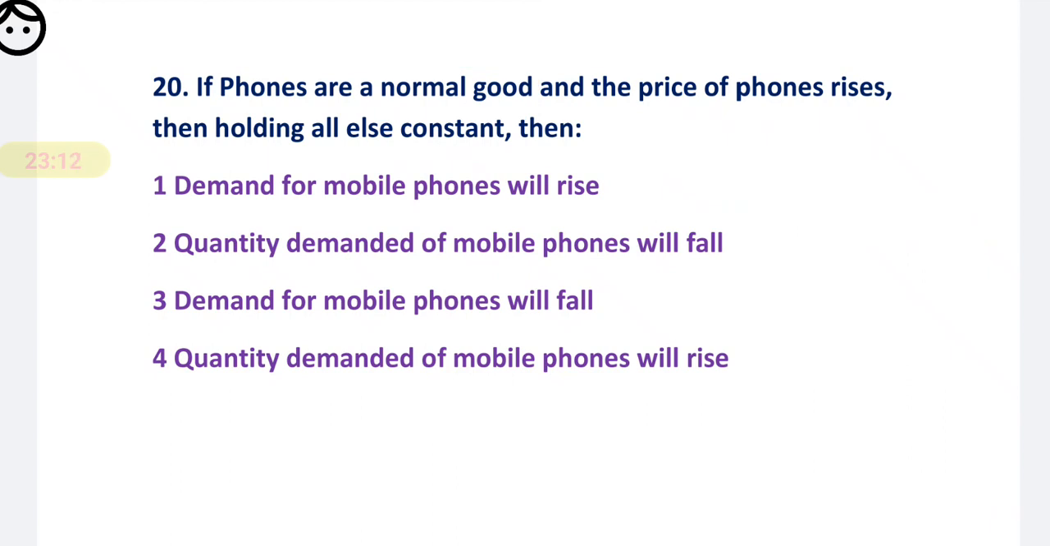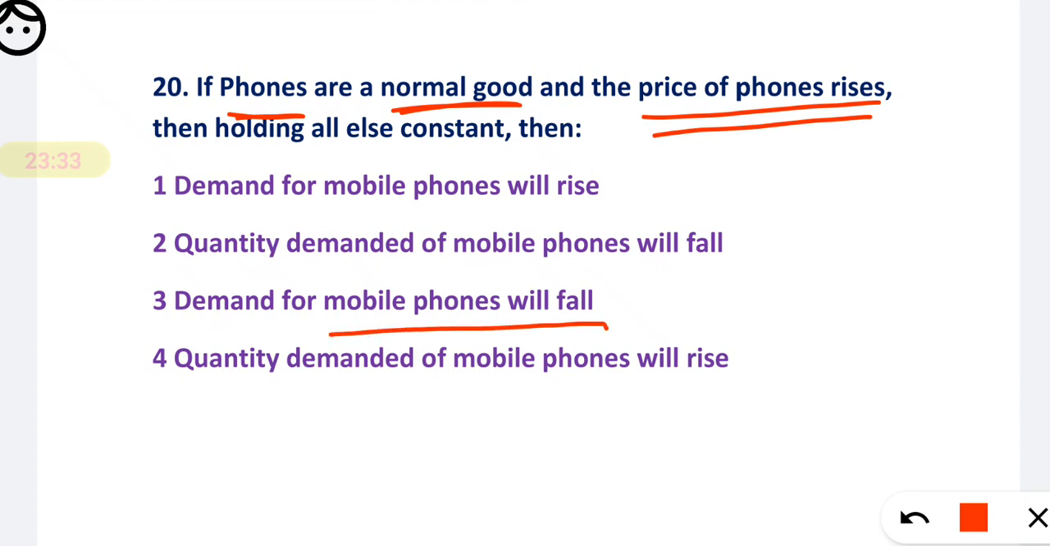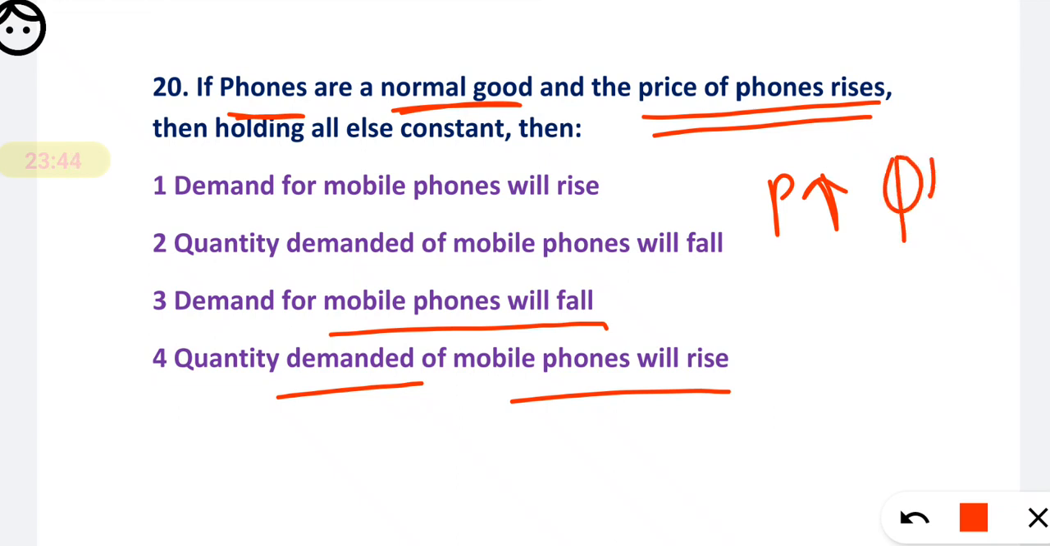So what they are saying here: if phones are normal goods and the price of phones rises, then what will be the possible answer? First, demand for the mobile phone will rise. Second, quantity demanded of mobile phones will fall. Third, demand for the mobile phone will fall, and fourth, the quantity demanded of mobile phones will rise. So definitely friends, we all know normal goods. In case of normal goods, if the price increases, your quantity demanded will decrease. So here the quantity demanded of mobile phones will fall. This is the correct answer.